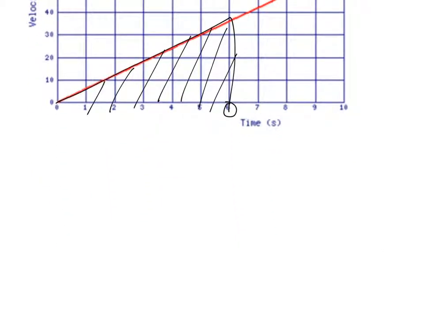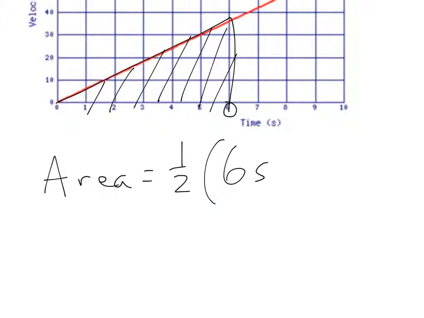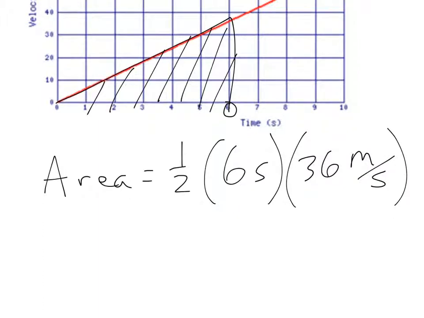Since area is 1/2 base times height, we have the area of that triangle is 1/2 times 6 seconds, the base of it, times, looks like about 36 meters per second, the height. Be sure to notice the units. When we multiply 6 times 36, the seconds will cancel, and so we'll end up with meters, which are the desired units. I leave it to you to find the displacement.